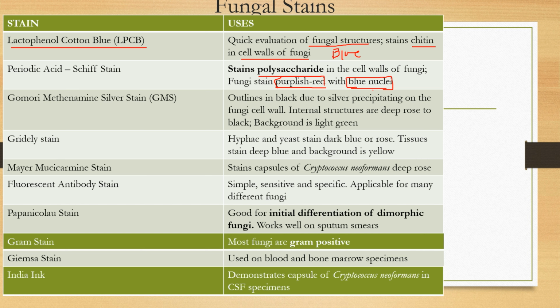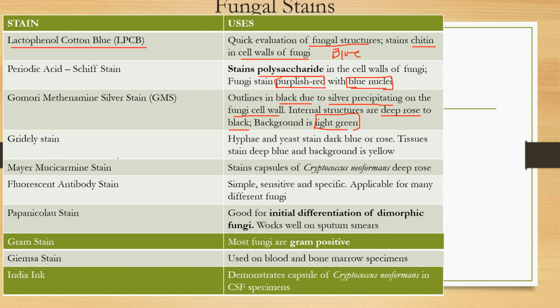Another stain, the Gomori methenamine silver stain, or the GMS. Outlines would appear black due to silver precipitating on the fungal cell wall. Internal structures are deep rose to black, and the background is light green. So the appearance of your fungi, class: the cell wall would appear black, the structures would appear deep rose to black. Background is light green.